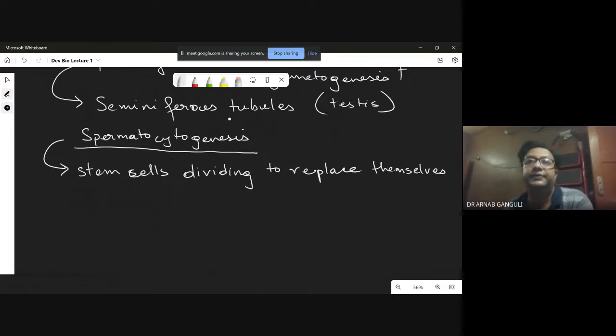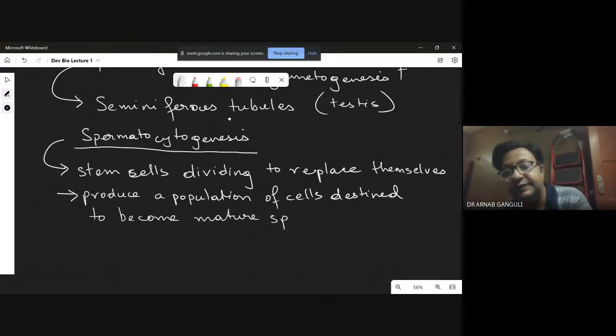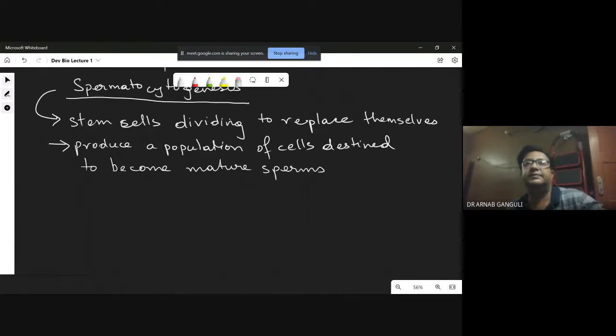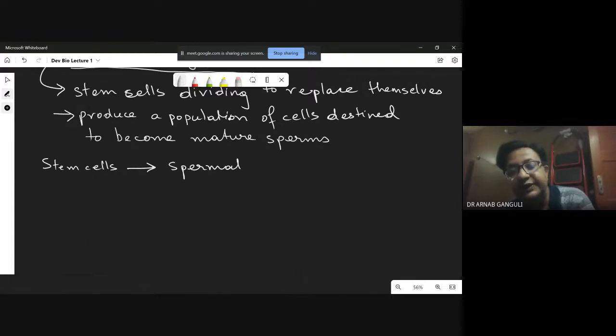Stem cells dividing to replace themselves and to produce a population of cells destined to become mature sperms. So these stem cells which are involved are the spermatogonia, which we have talked about before.